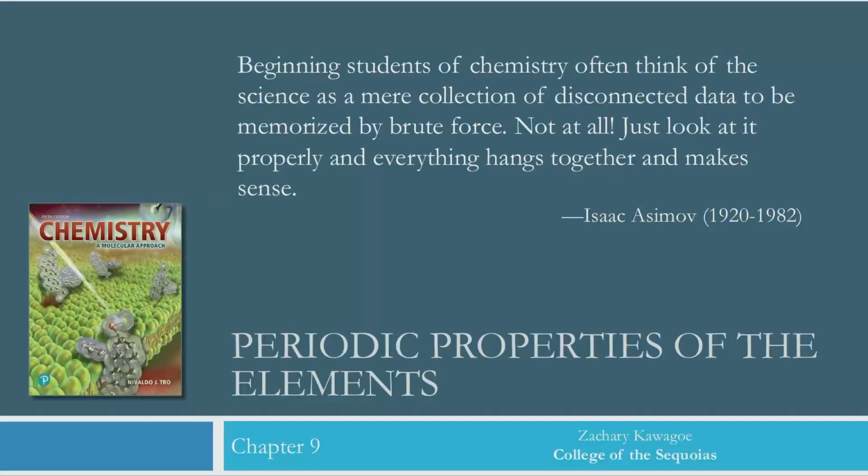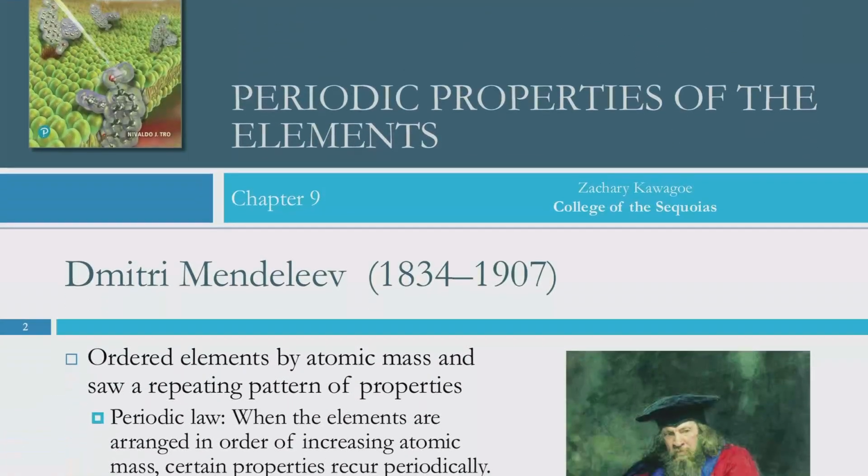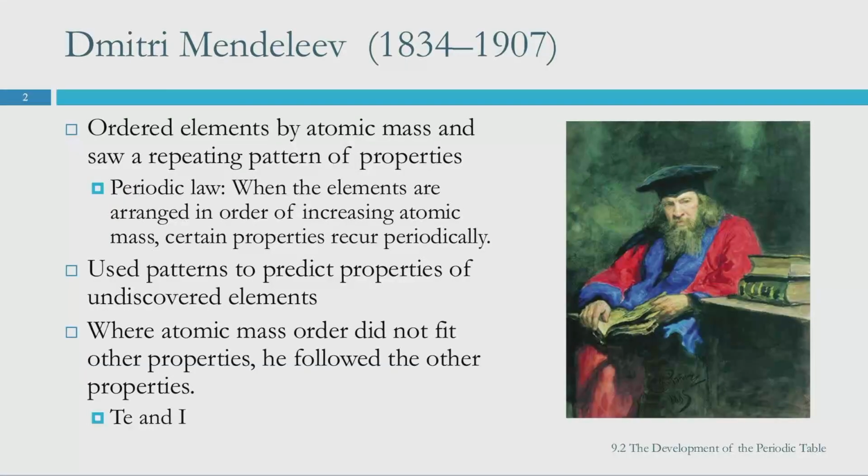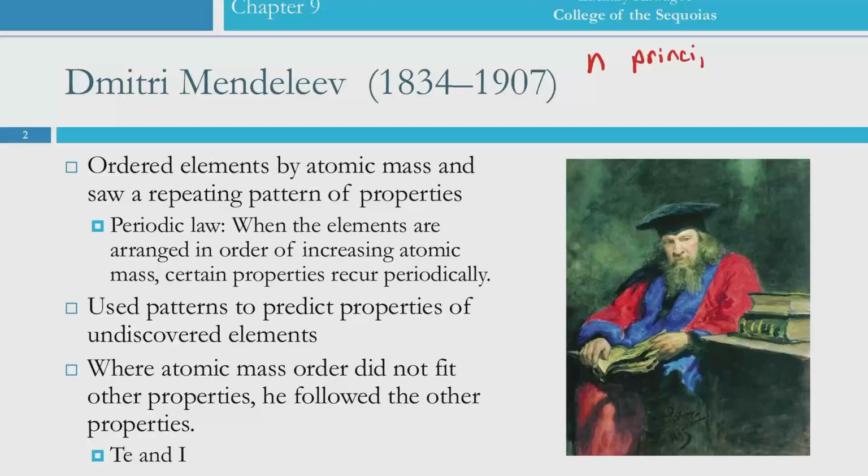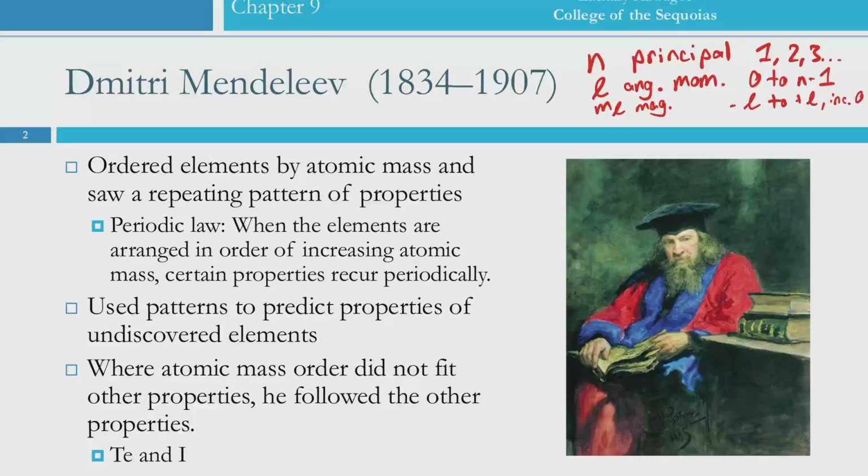So, starting off, new chapter, periodic properties of the elements. Picking up where we left off with chapter 8, remember we were learning about quantum mechanics. We learned about our principal quantum number, n, 1, 2, 3, and so on. We also had L, our angular momentum quantum number that goes from 0 to n minus 1. We had M sub L, our magnetic quantum number, which goes from negative L to positive L, includes 0. We also had M sub S, our spin quantum number that was plus 1/2, minus 1/2.